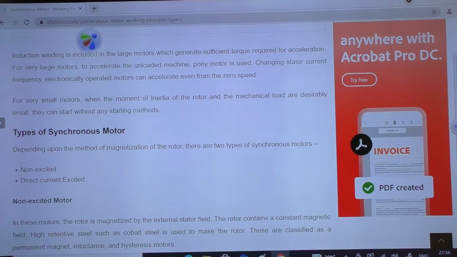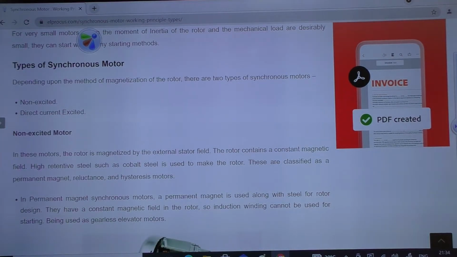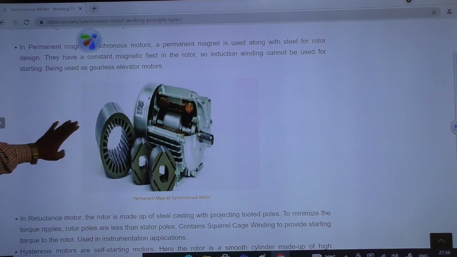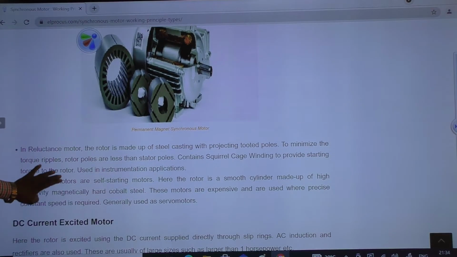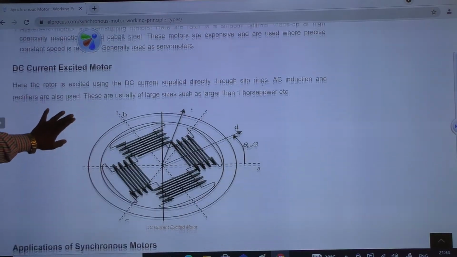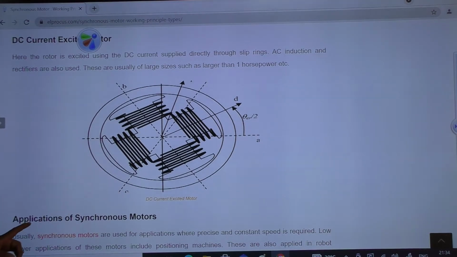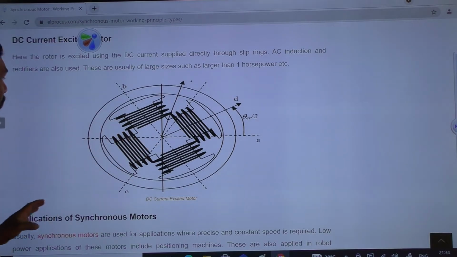Now, types of synchronous motor, we will just understand what are the different types available. They are non-excited and direct current excited types. You can see the diagrams of some permanent magnet synchronous motors. Here is an example of a DC current excited motor, which we are observing on your screen now.